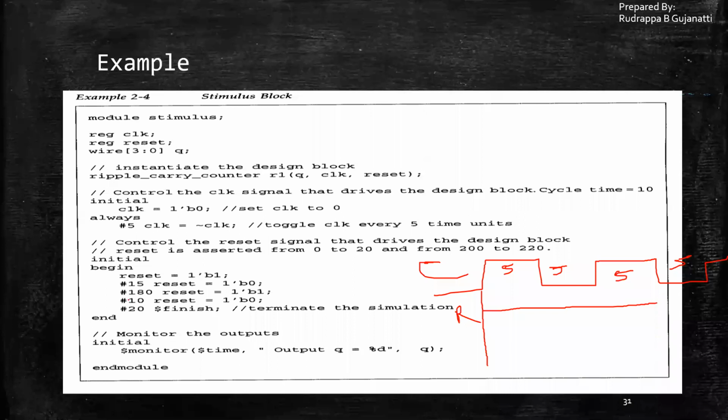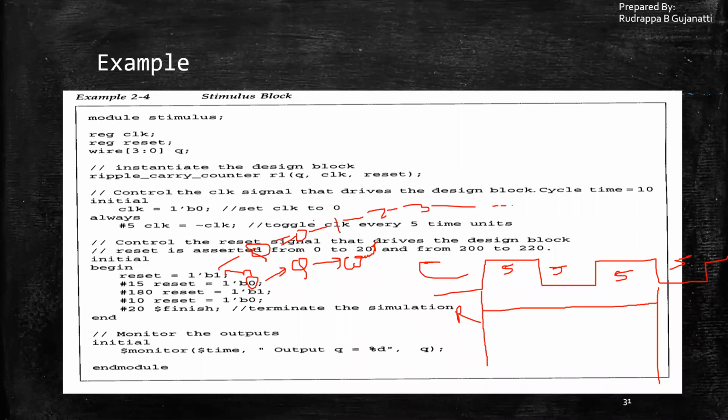At the 15th unit, what should happen? At the 15th unit, the reset pin will be set to 0. Again, this is a binary value and its size is 1, only 1 bit is present. So you are resetting it back to 0. When reset is 0, the Q value will be giving me the count. At this position, Q was equal to 0. After this, Q should be 1, then 2, then 3, and so on.